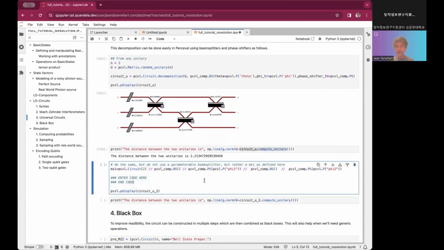Here let's do exactly the same as we did. I told you that a parameterizable beam splitter is something that we don't have. So instead of doing that, let us do the same, but using the MZI that we have defined just before. I leave you here one single line to put to make the decomposition using the MZI and not using the beam splitter with these two parameters.